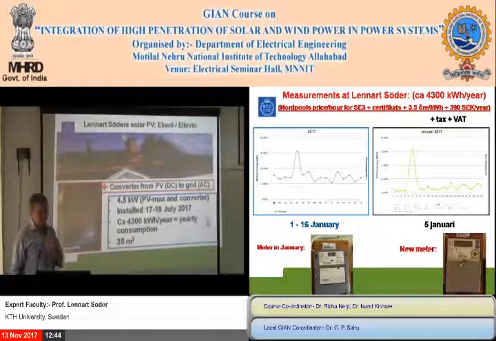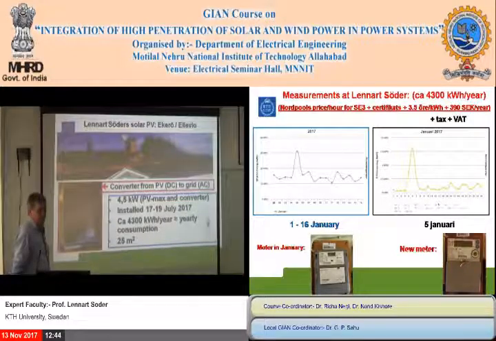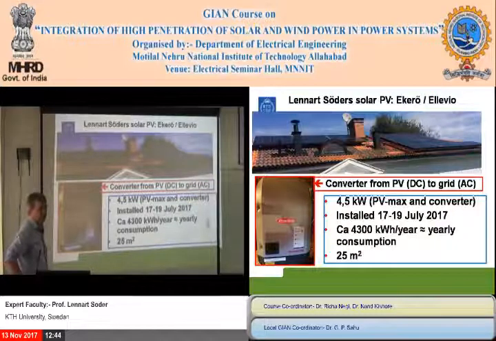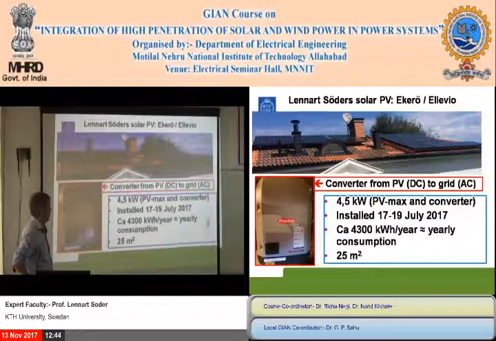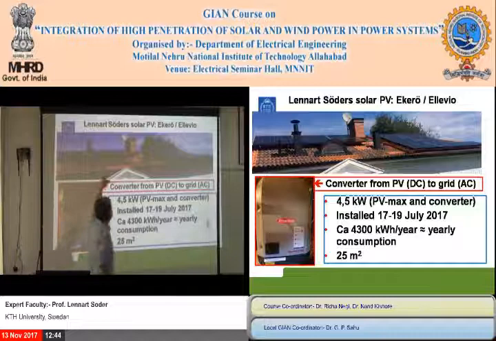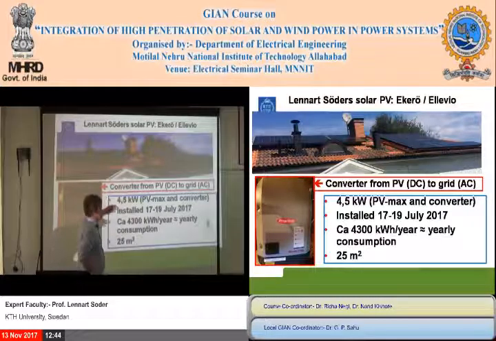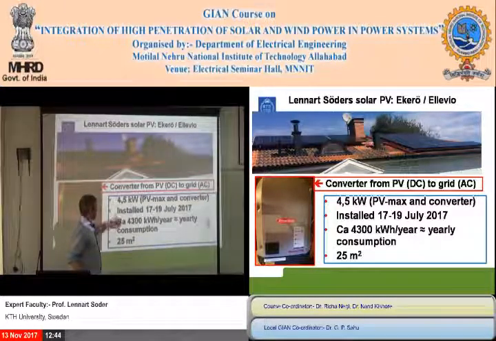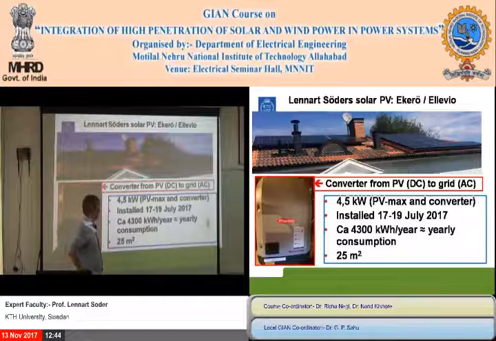And then go to the electric part. I have a converter for the solar power. I have 4.5 kilowatt panels up here. They were installed this summer. They should produce around 4,300 kilowatt hours per year. And here you see the difference.